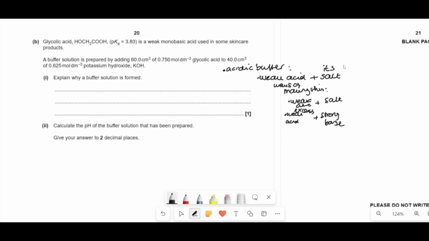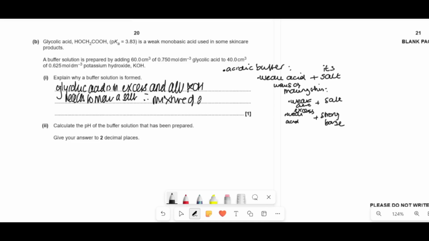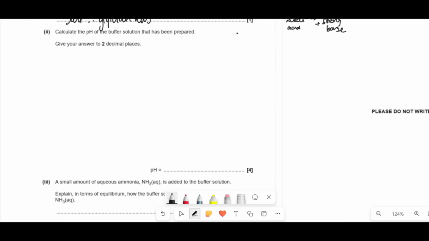So explain why a buffer solution is formed. Well, even if you didn't know how to calculate it, the glycolic acid is in excess and all the KOH reacts to make a salt. Therefore, it is a mixture of weak acid and salt. Therefore, you've got glycolate ions produced, or A minus ions, or you can write the equation: HOCH2CO minus. That's quintessential.